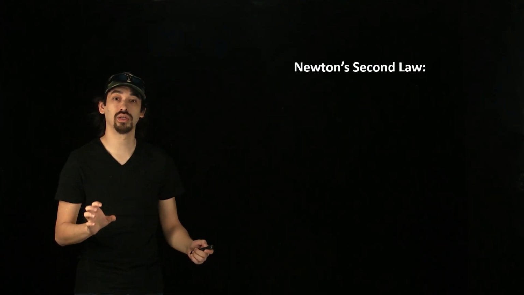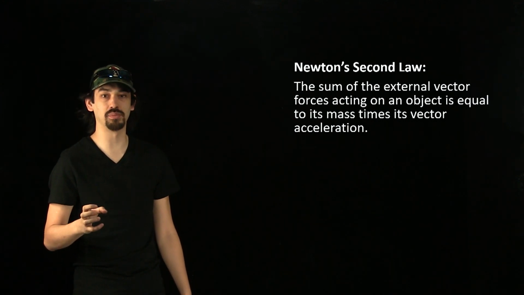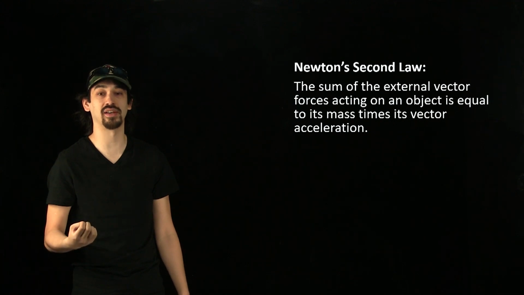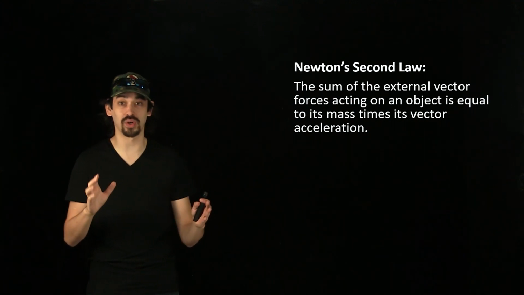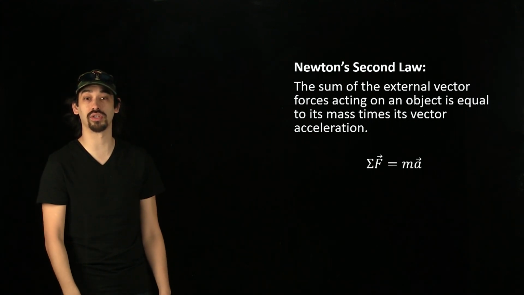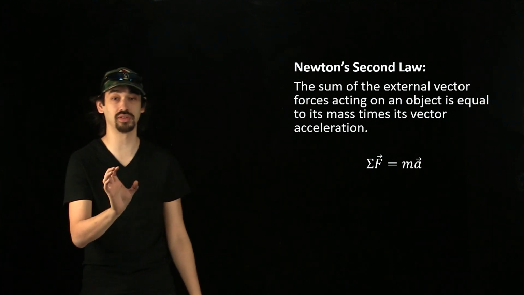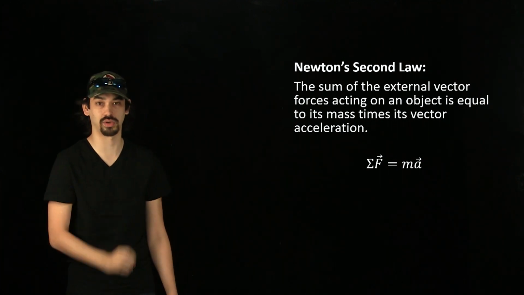Newton's second law tells us that the sum of the external vector forces acting on an object is equal to its mass times its vector acceleration. Now it's a very specific way to describe this, but there's a reason for it. And we see the reason when we look at the equation. The equation puts this very succinctly. This just says the sum of the vector forces is equal to the mass times the vector acceleration.